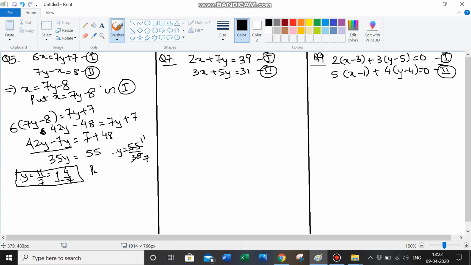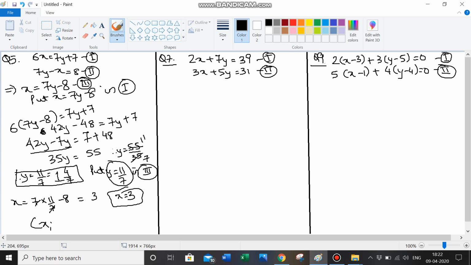Now put y is equal to 11 by 7 in which equation? Let's name this equation 3. So let's put it in 3. It gives me x is equal to 7 into 11 by 7 minus 8. 7 and 7 cancel. x is equal to 11 minus 8 equal to 3. So x is equal to 3 and y is equal to 11 by 7. I write my answer as x, y is equal to 3, 11 upon 7 or 3, 1 and 4 upon 7.